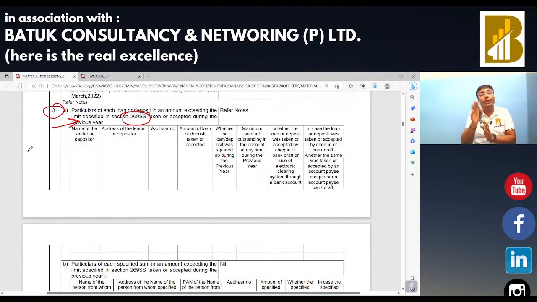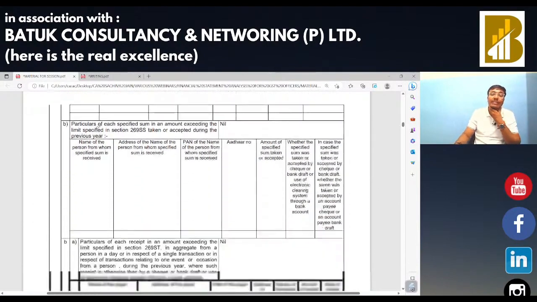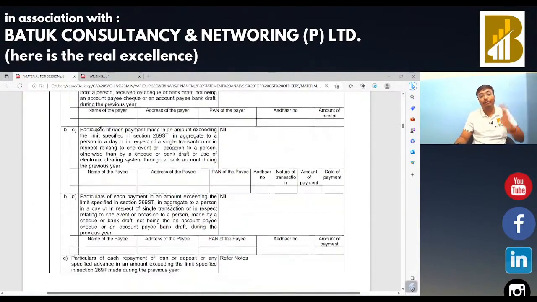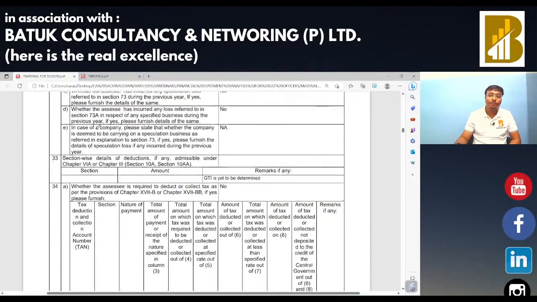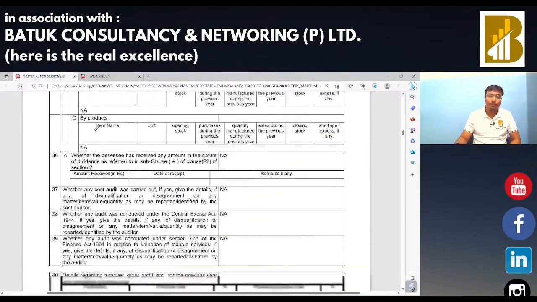If the party is not showing in that 269 SS, then we can say that sir you are claiming that the interest is financial interest, and if the interest is financial interest, in that case why the same is not reflected in column number 31 of 3CD for 269 SS. So from that loan point of view, we can analyze on this point. Sir, you are getting the points from 3CD. There is not much emphasis available. You just need to take care of things.